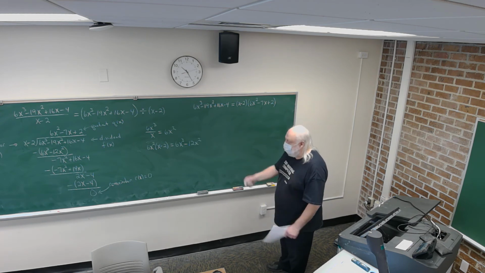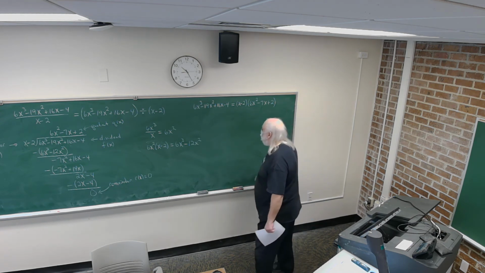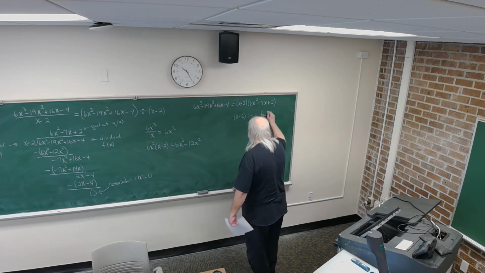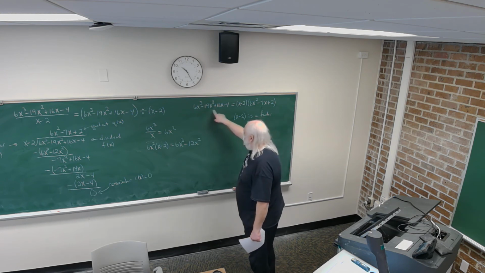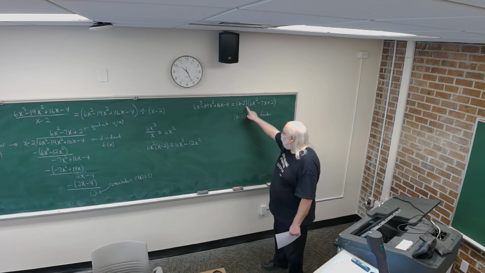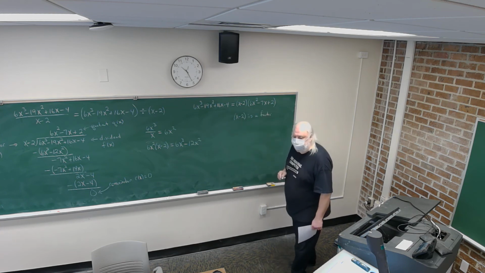So in this case, since the remainder is 0, x minus 2 is a factor of our third degree polynomial, right? Our third degree polynomial can be factored into x minus 2 times this quadratic. Okay.